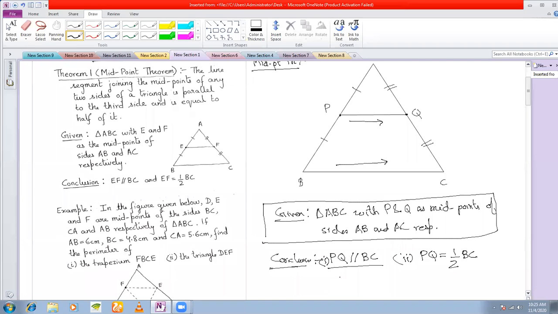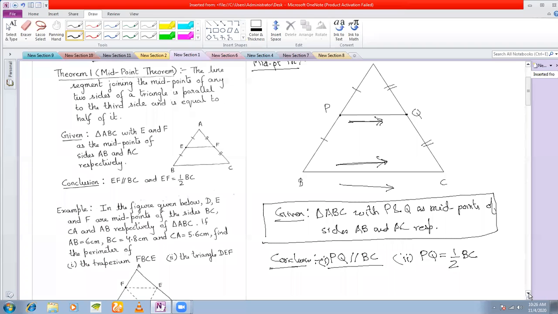These two are the conclusions that you can make from the midpoint theorem. So I repeat once again: keep an eye on what is given to you. If a triangle is given in which two midpoints P and Q are given, and you join the midpoints, then you can apply the midpoint theorem. After applying it, you can conclude that this line PQ must be parallel to this line BC. Now, what is BC? BC is the third side.